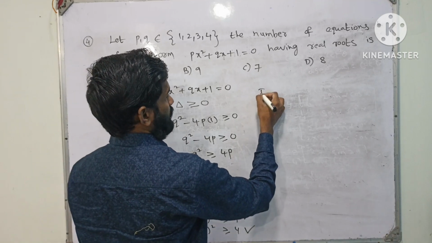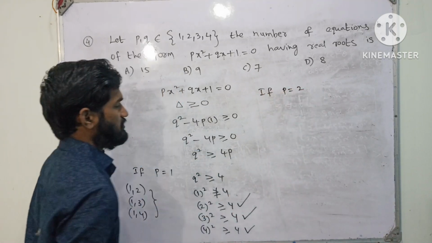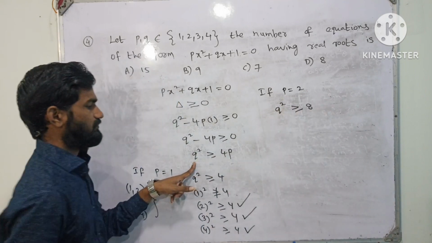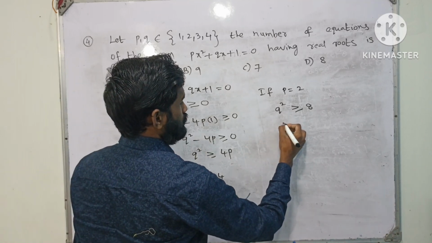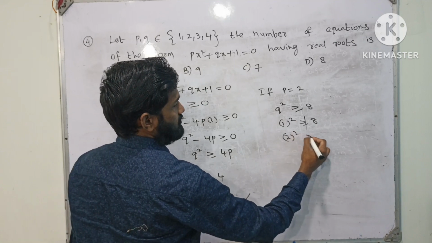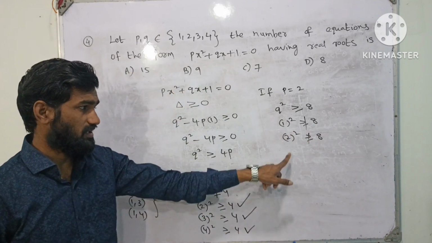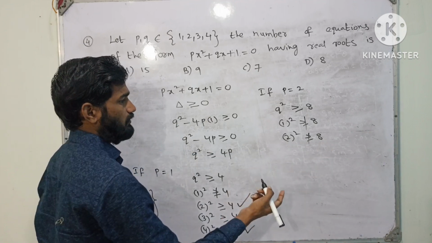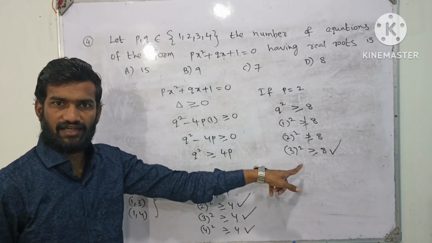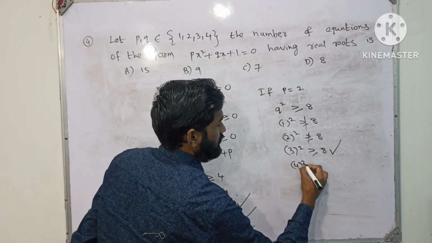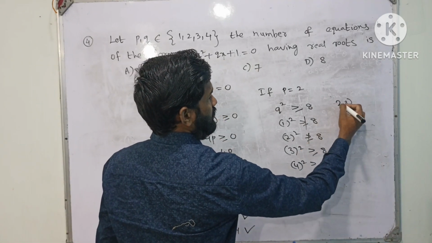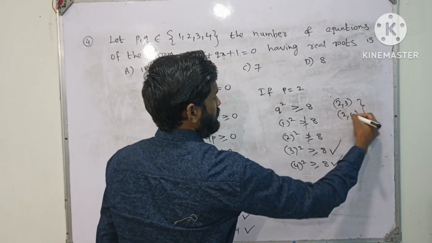Now let us check if p is equal to 2, what will happen? If p is equal to 2, q square is greater or equal to 8. Now let us see. Q is equal to 1, I am substituting. 1 square greater or equal to 8, it is not possible. And 2 square greater or equal to 8 is also not possible because 4 is not greater than 8, 4 is not equal to 8. And 3 square I am taking. Yes, 3 square is greater or equal to 8, 3 square value is 9. And 4 square is greater or equal to 8, it is also correct. Here we are getting 2, that is 2 comma 3 and 2 comma 4.